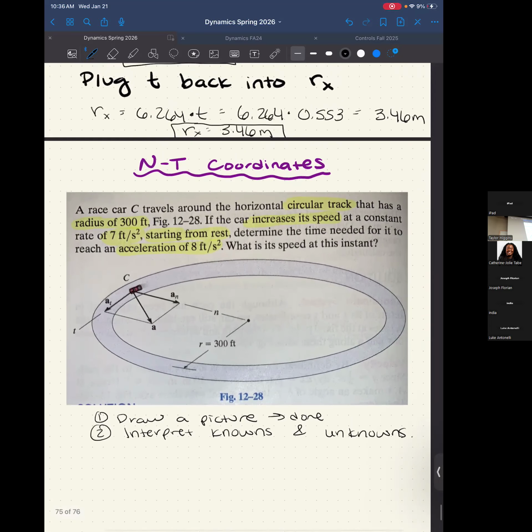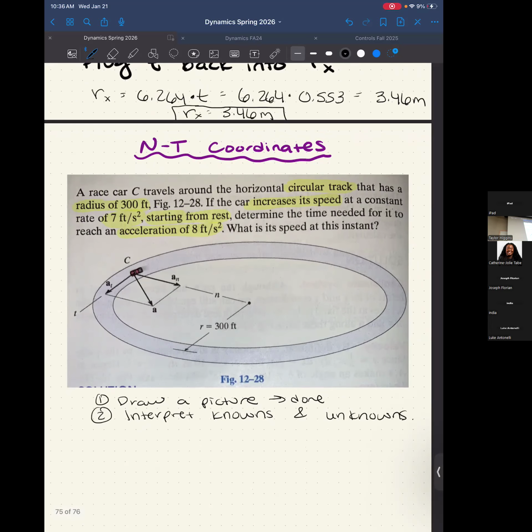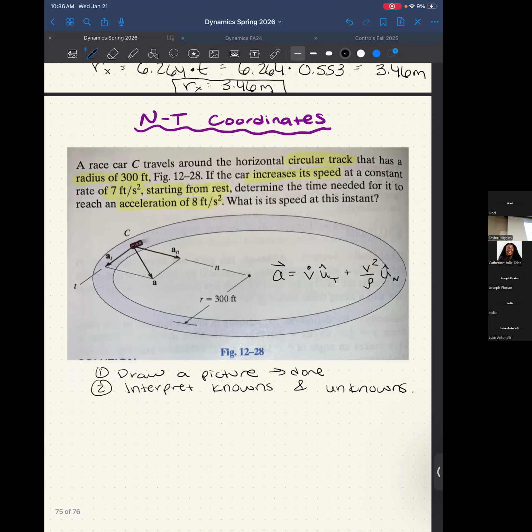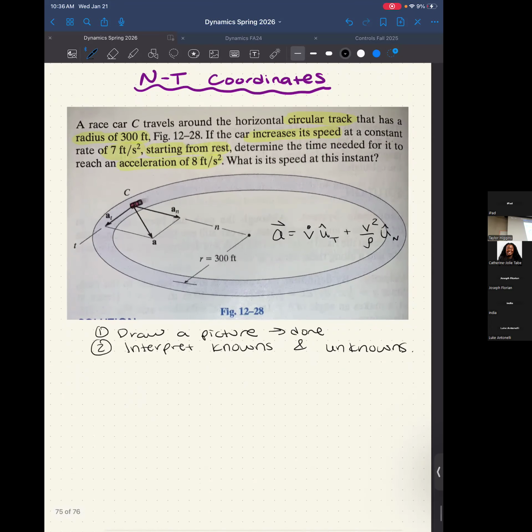When we're talking normal tangential coordinates, one good thing might be to say, I think I'm going to use normal tangential coordinates. In fact, they've already shown me on the picture that I'm using them. I'm going to write down acceleration in normal and tangential coordinates just to remind myself what variables are involved here. The light bulb needs to be that when they tell you it's a circular track with a radius of 300 feet, they are telling you that rho is equal to 300 feet.